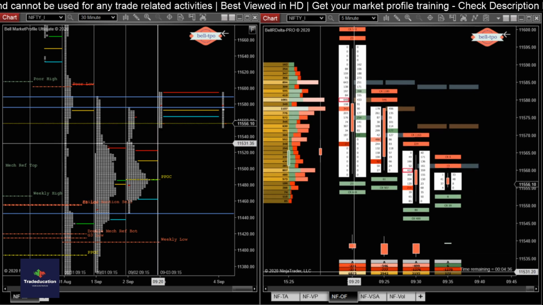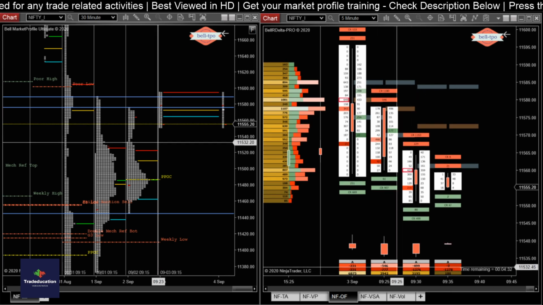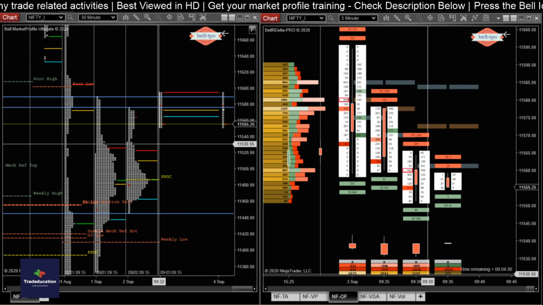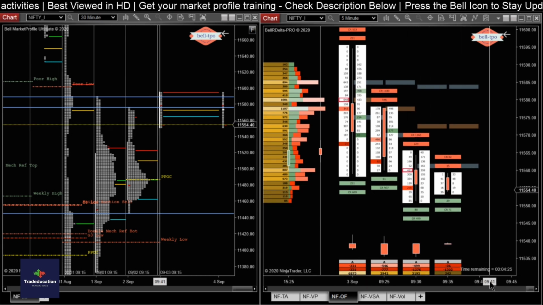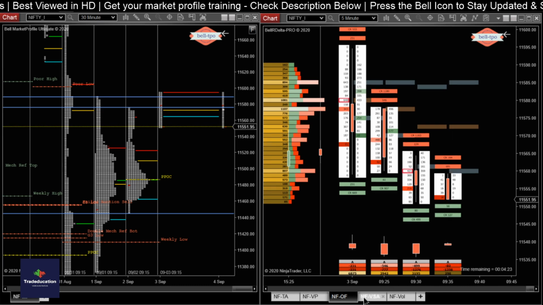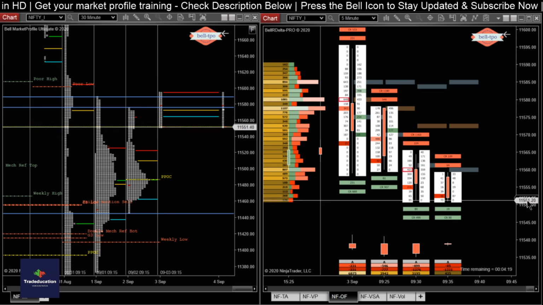So 6,800, 3,942, 3,195. But overall volume is okay. Volume flow is good. And sellers are pushing the throttle. They are pushing the accelerator. The low is again tagged.